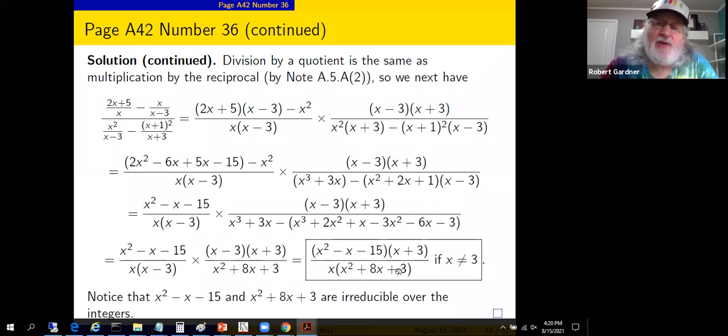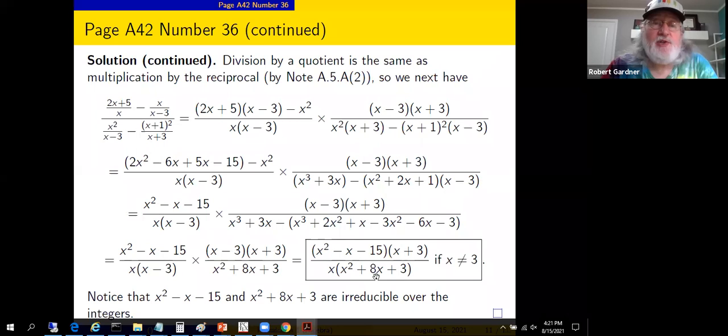Can you further factor these two things? You cannot. You go to town with your little a and little b ideas of a times b equals negative 15 and a plus b equals negative 1. You won't find anything. This is irreducible. This can't be factored. And a similar technique shows this can't be factored either. So the original expression simplifies down to this.